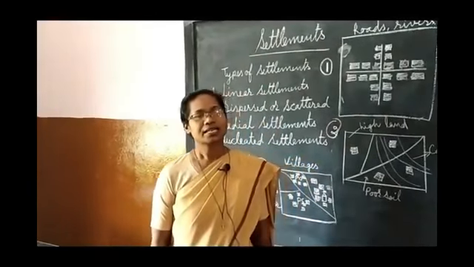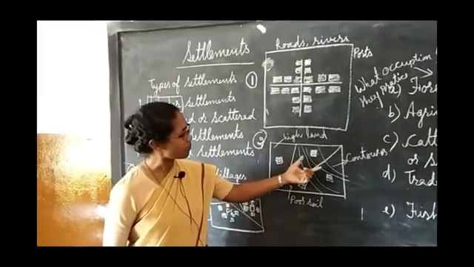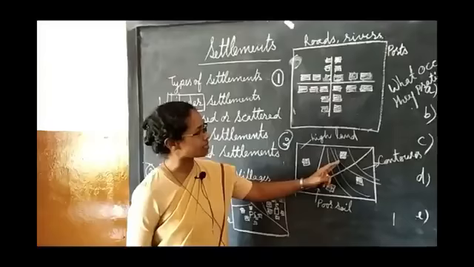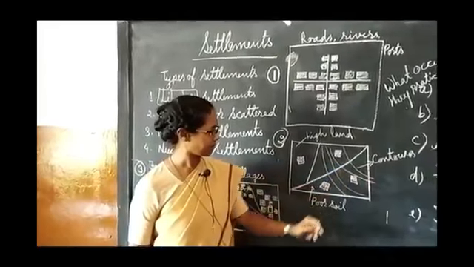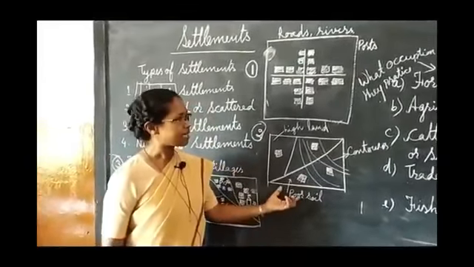Next is the dispersed or scattered settlement. Do you know the meaning of dispersed or scattered? The settlements are completely here and there. One settlement will be here and another somewhere else, so not close by. So settlements are located here and there, scattered. Where? Especially in the highland areas, where you may see lots of contours, and also poor soils. Therefore the population is very less.